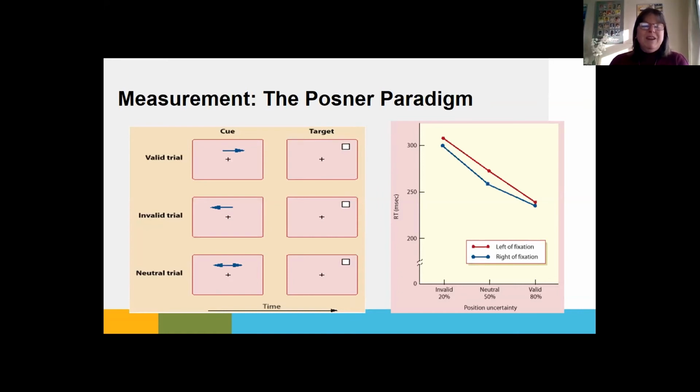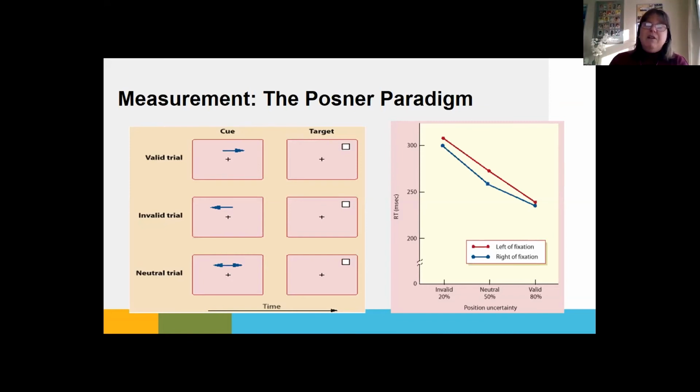They might also be given an invalid cue. So they're purposely told to look at a different place. And in theory, it should take them longer then to see the target when it appears than if they were looking at the right part of the screen in the first place. Or they might get a neutral cue, which is totally unhelpful. It just sort of says, pay attention to all of the screen.